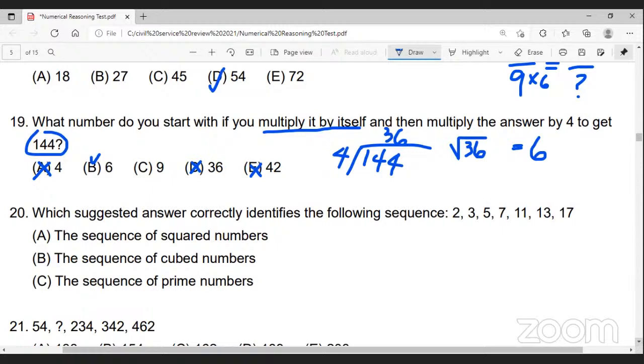20th item. Which suggested answer correctly identifies the following sequence? Is it the sequence of squared numbers? Is it the sequence of cubed numbers? Or the sequence of prime numbers? What's your answer? Letter C, ma'am. Okay, Mark. Yes, Mark. Correct. This is just a sequence of prime numbers. 2 is a prime number. 3, 5, 7, 11, 13, and 17.